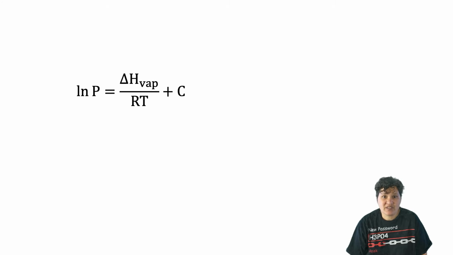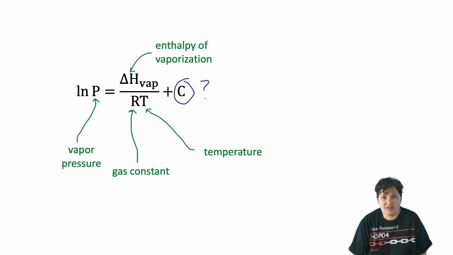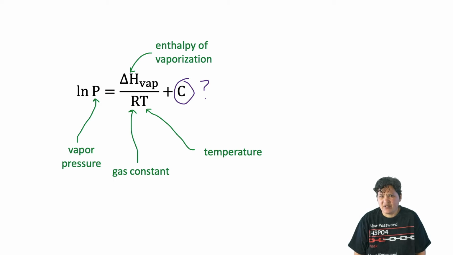As a reminder, this is the vapor pressure of the solution, this is the gas constant, this is the temperature, and this is the enthalpy or heat of vaporization. But what about this C? This is a constant. If you've taken calculus, you might remember integration constants. This is one of those. If you haven't taken calculus, just know that this is something that doesn't correspond to an easily measurable physical quantity.